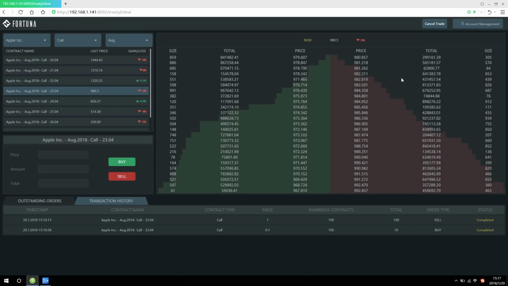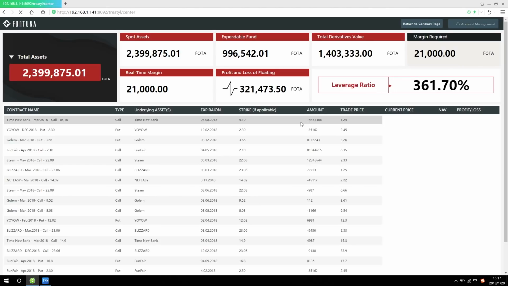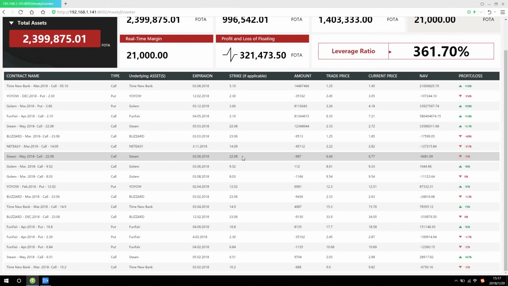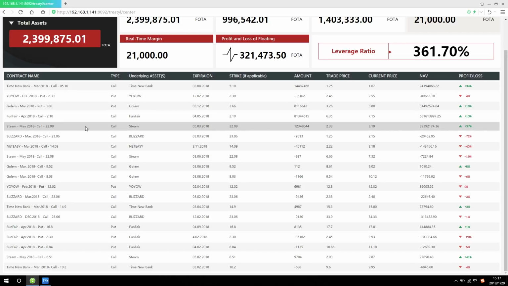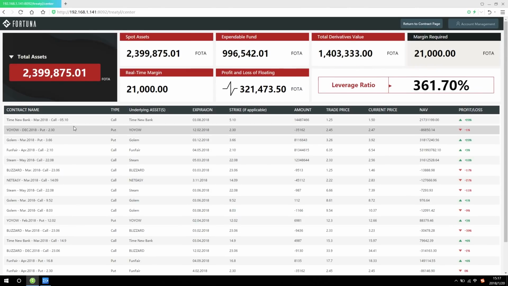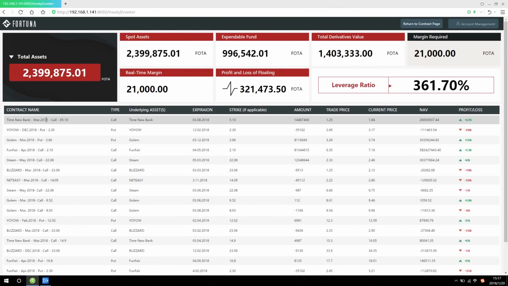And the last page in the prototype is the account management page, which currently consists of all the positions you're holding. For example, here, this is all the derivative positions you have. For example, I have a Time New Bank call option striking at $5.10, expiring on March 2018.